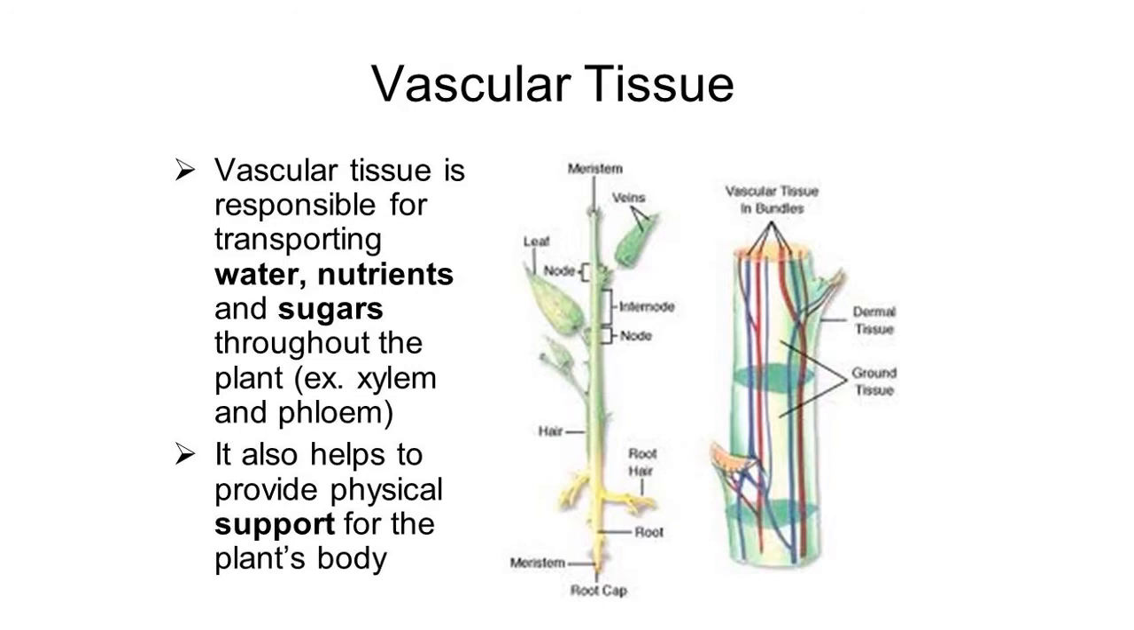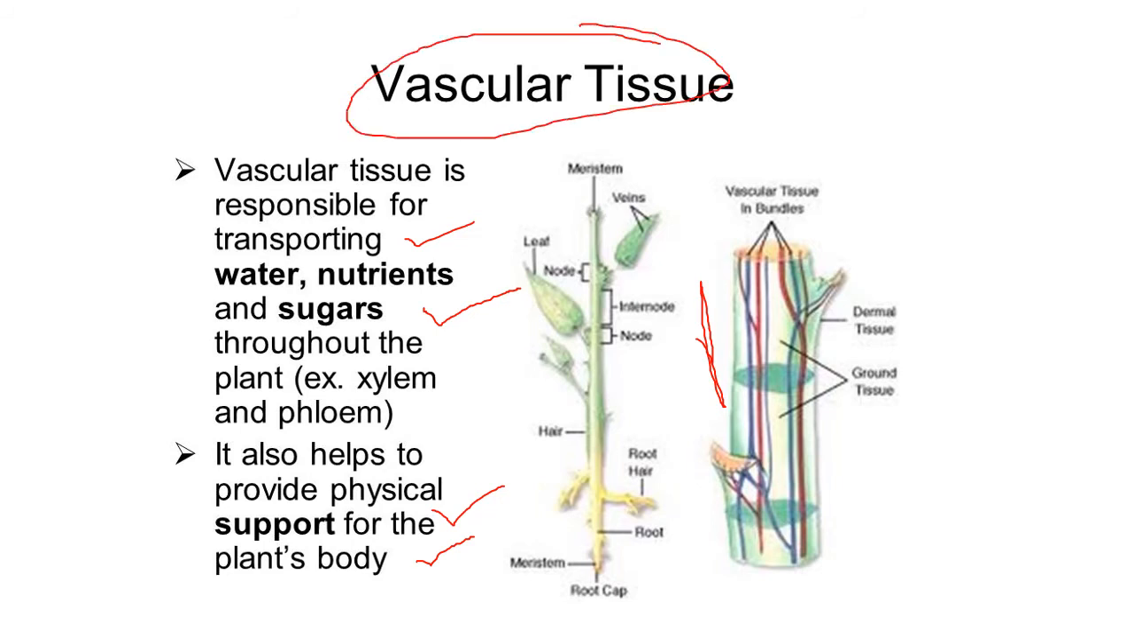So vascular tissue is responsible for transporting water, nutrients and sugars throughout the plant. It also helps to provide the physical support for the plant's body. Even the plant is able to stand firm because of the vascular tissue. It provides the mechanical support, or the physical support, you can say.